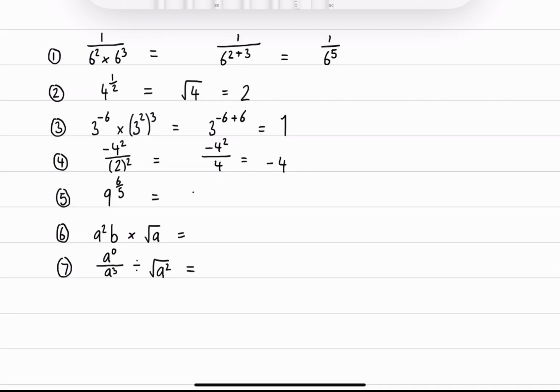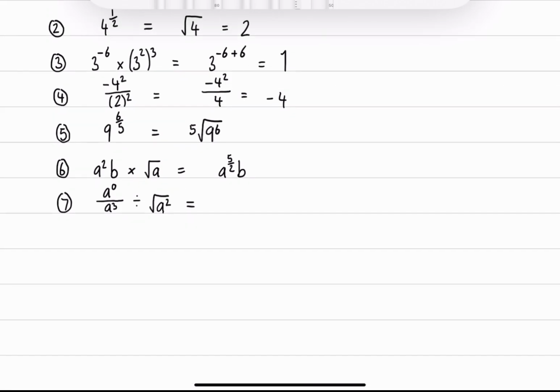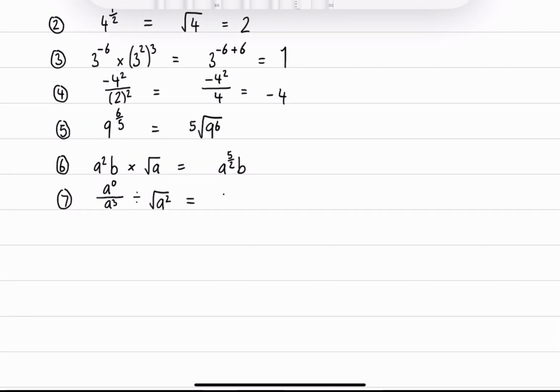Next, number 5, the denominator is the root, therefore 9 to the 5th root to the power of 6. You can think of this by separating the fraction, like 9 to the power of 6 times 1 over 5. Number 6 is a typical algebra question. These can be treated as if they are numbers. In this case, the one with the same base is A, therefore B is not affected, so the indices are added. 2 plus a half, or 5 over 2.